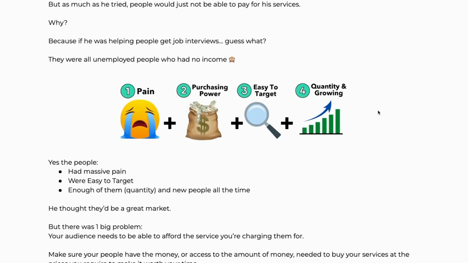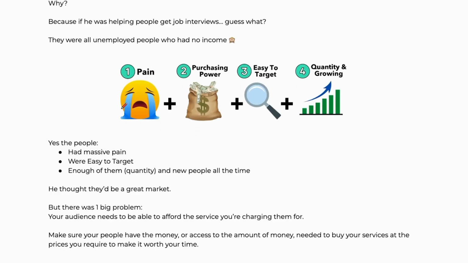They had no income. And so even though that group of people had massive pain, and they were pretty easy to target, you could actually find them, there are lists out there for unemployed people, and there was enough of them, enough quantity, and they were growing, with new people all the time, he had a difficult time getting that market to work for him.